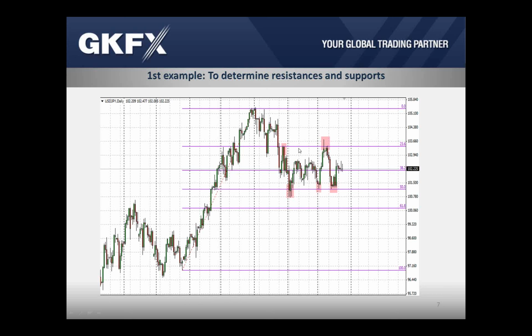Sorry for that. So the first time here and the second time here. And then the exchange rate penetrated the second retracement, but we bounced on 50 three times. First bounce, second bounce, and third bounce. So in this situation, as you can see, Fibonacci retracements were very useful to anticipate bounces below resistances or on supports.